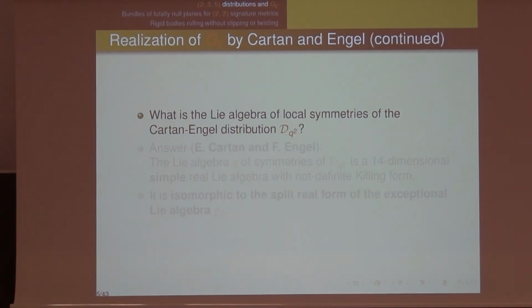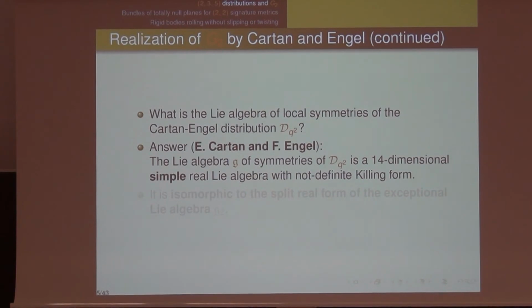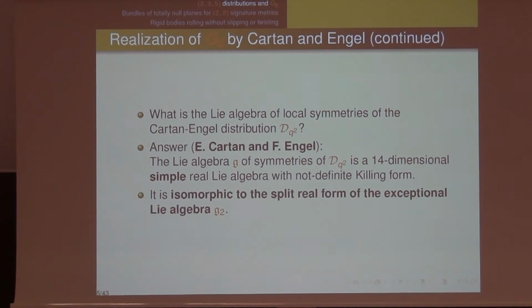So you can ask what this Lie algebra is, and the answer is given by Cartan and Engel: the Lie algebra of symmetries of this particular distribution is 14-dimensional. It is actually isomorphic to the split real form of the exceptional Lie algebra G2. This was a result of Cartan and Engel from 1893, and it was the first ever realization of this Lie group G2. So it was not the compact group G2 that was first understood and realized, but the non-compact one. It is realized as the symmetry of this Cartan-Engel distribution.